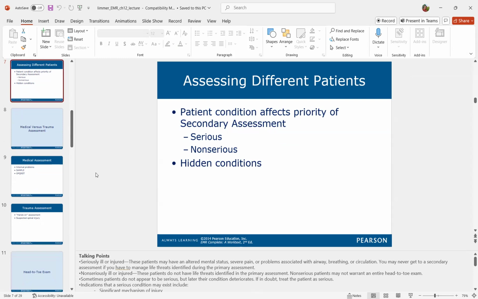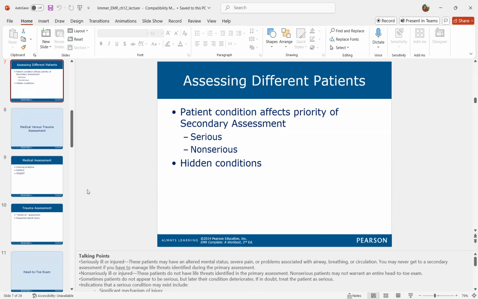When we're assessing these patients, seriously ill or injured, these patients may have an altered mental status, severe pain, or problems associated with their airway, breathing, circulation. We may never get to the secondary assessment, like I said, because we're managing those life threats first. We're opening their airway, giving them breaths, doing CPR. All of that is primary assessment stuff.